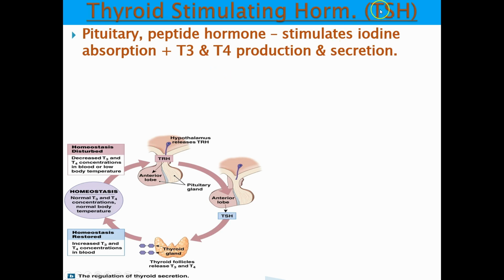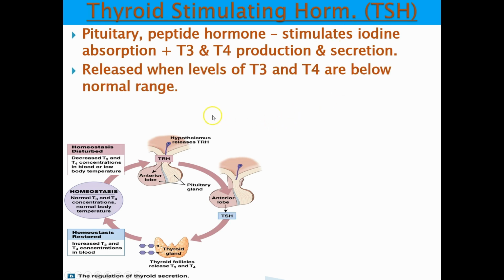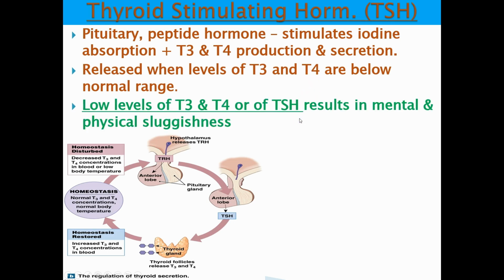Again, TRH is what leads to the release of TSH. And you should know what causes TSH to be released. It gets released when our blood levels of T3 and T4 are below the normal range. And so if we get low levels of T3 or T4, or if we have low levels of TSH, so if TSH is a problem, any one of these can result in physical sluggishness, right? Because this is our main normal metabolic hormone. So if TSH is low, that means T3 and T4 are going to be low.